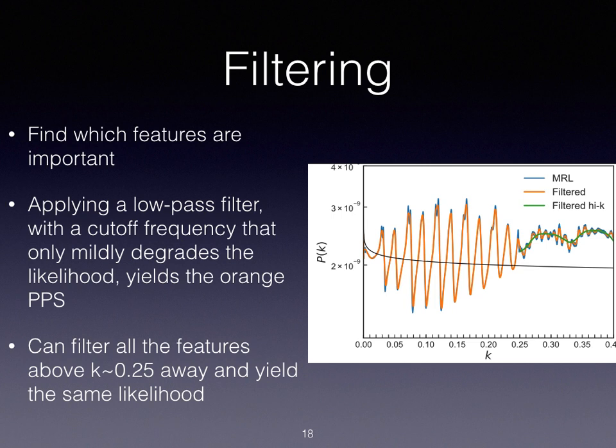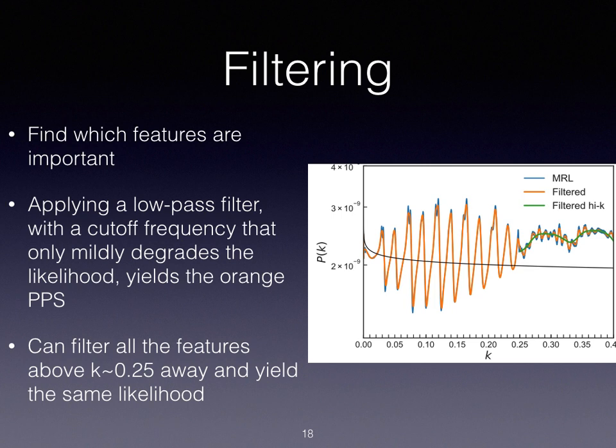To more precisely answer the question of which features give rise to the MRL preference for a high H0, we also tested a case where the low-pass filter was applied to only the features above k of 0.25. This choice was motivated by the fact that above 0.25, the only meaningful effect on the CLs was for L values above 2500, which is a regime that is basically unprobed by CMB observations. Keeping with these expectations, we find that essentially all of the features above k of 0.25 can be filtered away and maintain the same likelihood.